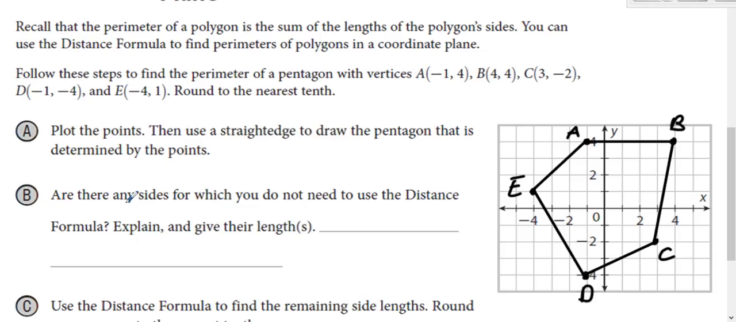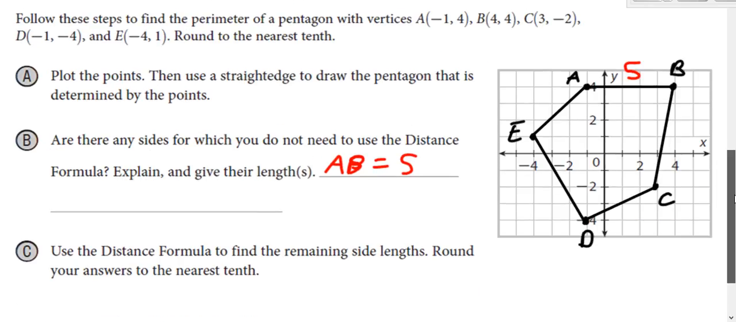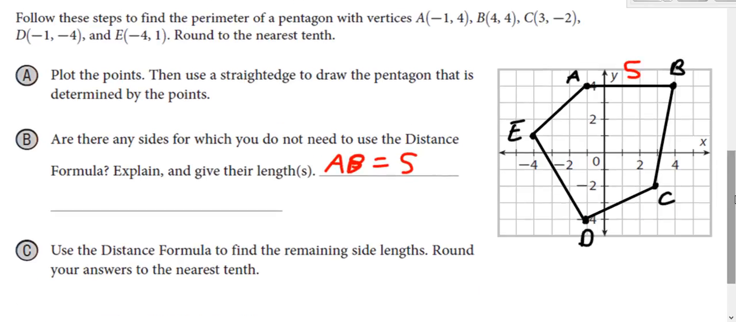So first, make your life easy. Look to see if there's any that you can just simply count how long it is. You don't need to use distance formula. So anything that's flat or straight up and down, so like AB right here, got a length of 5. So then for all the other sides, we do need to use distance formula, or you could use Pythagorean theorem if you just imagine it as a triangle. I think that's a little bit easier.